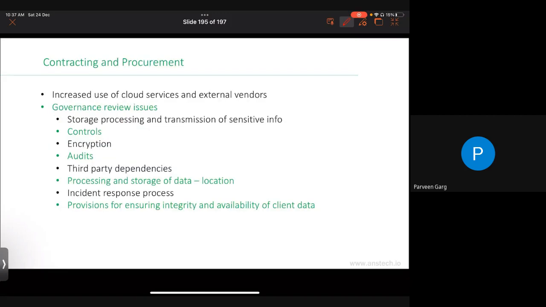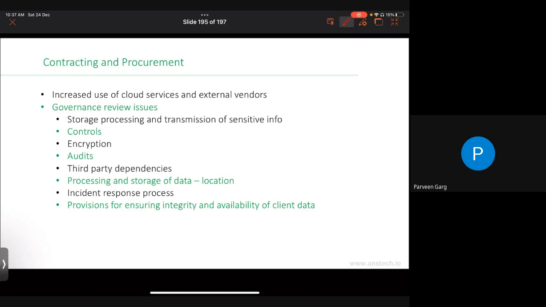At times you might do a lot of contracting and procurement. Once you do such contracting and procurement, keep in mind what your contractual obligations are and how you are dependent on them, and your governance should review these issues. What kind of encryption do they have? How are they storing or processing sensitive information?